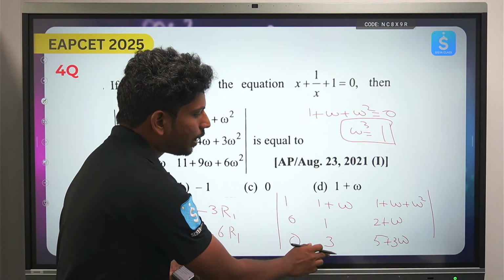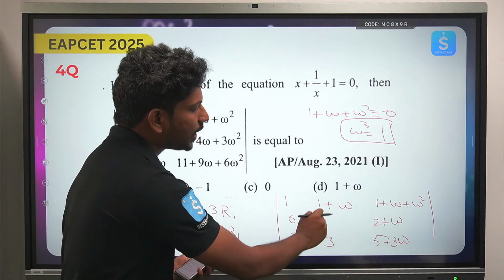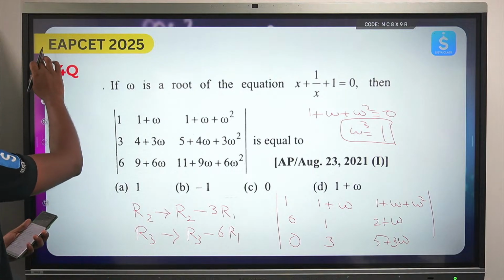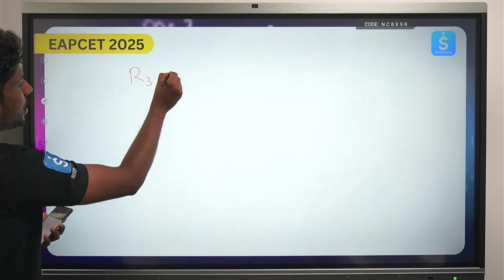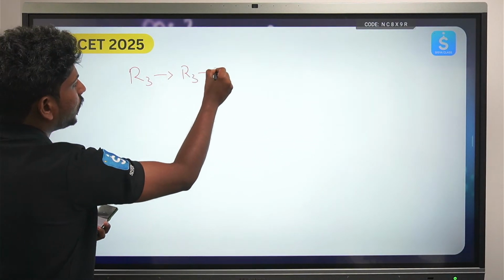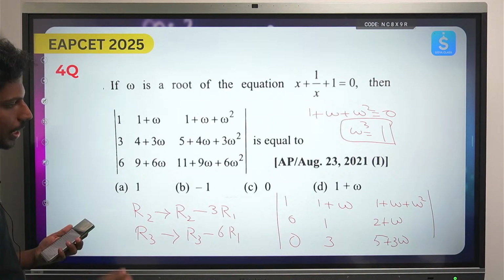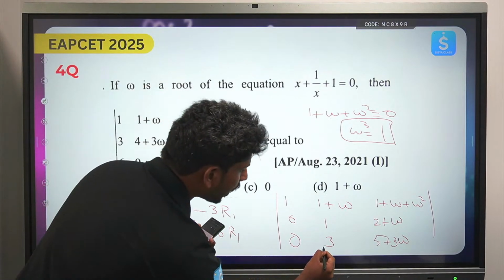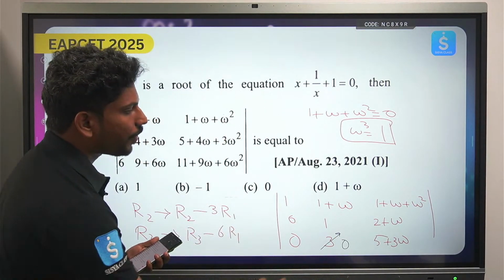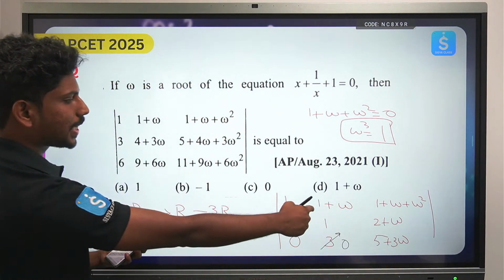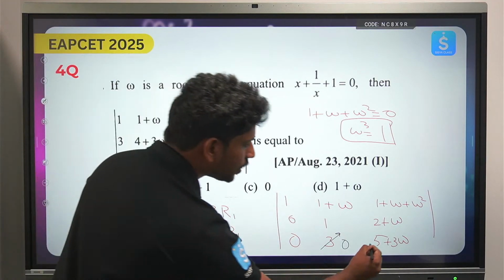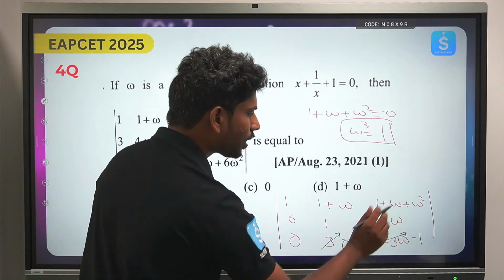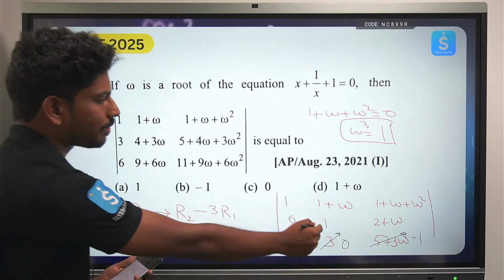Now I will do one more row operation. R3 gives R3 minus 3R2. I hope you are getting it. In order to simplify our calculation, what happens is this value becomes 0. I am writing directly here, this value will become 0. 5 plus 3 omega, so 5 minus 6 will become minus 1. And 3 omega minus omega will become 0. So this value will become minus 1.